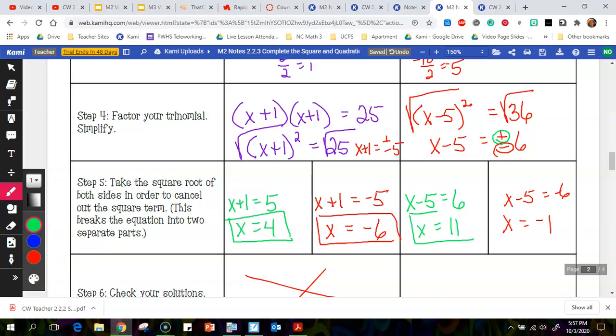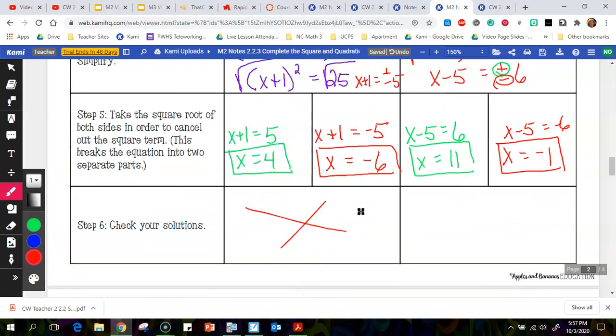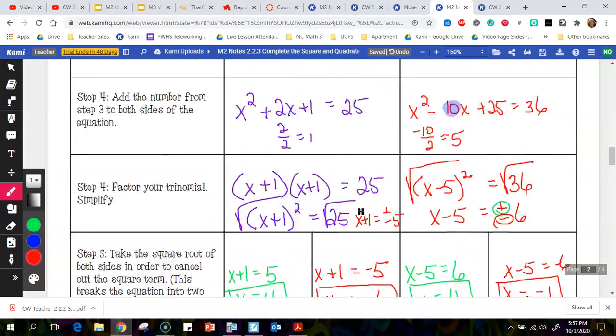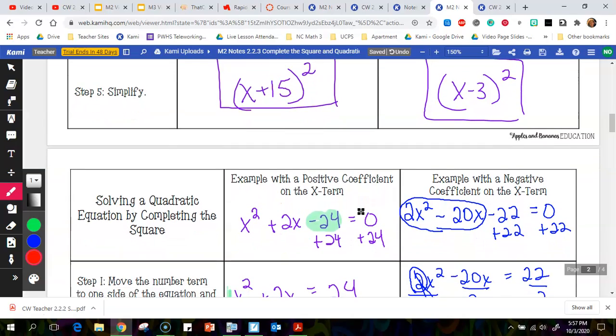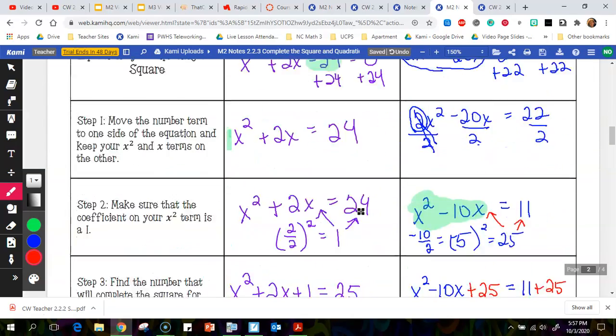Sometimes we don't get so lucky. Sometimes we end up with radicals on these, and if that happens, we just write them in simplest radical form. This one's not that way. Maybe we'll have some of those on the classwork. Okay, so that is completing the square. It really has to do with that middle term, dividing by 2, and then squaring it.